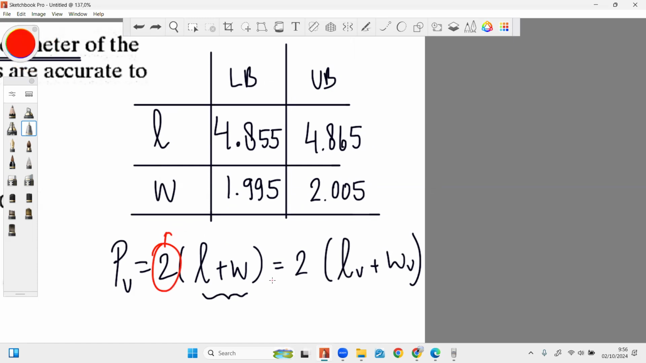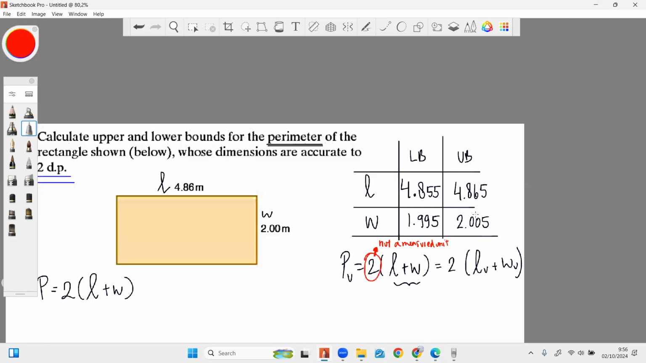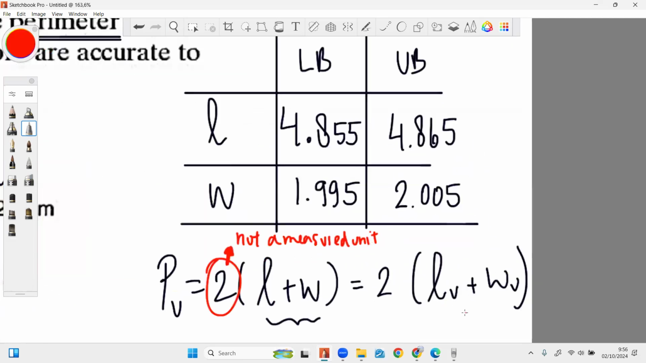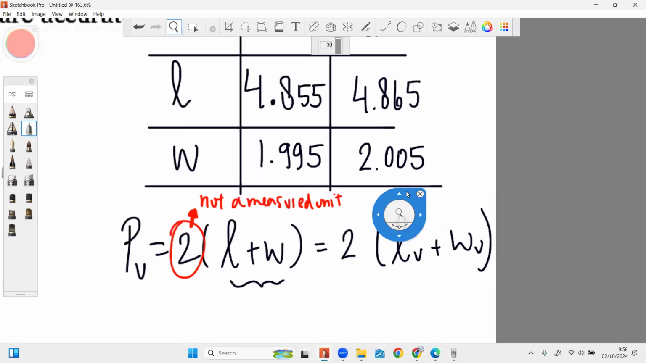Why not? Because this is not a measured unit. We did not measure the 2. We just count the 2. You don't have to use the rounding. 2 is an exact number with no unit, not a measured unit. You don't measure the 2. You just look. We have a rectangle here. The rectangle has 2 lengths, that's it, and 2 widths, that's it. So you cannot change the 2 to 2.5.